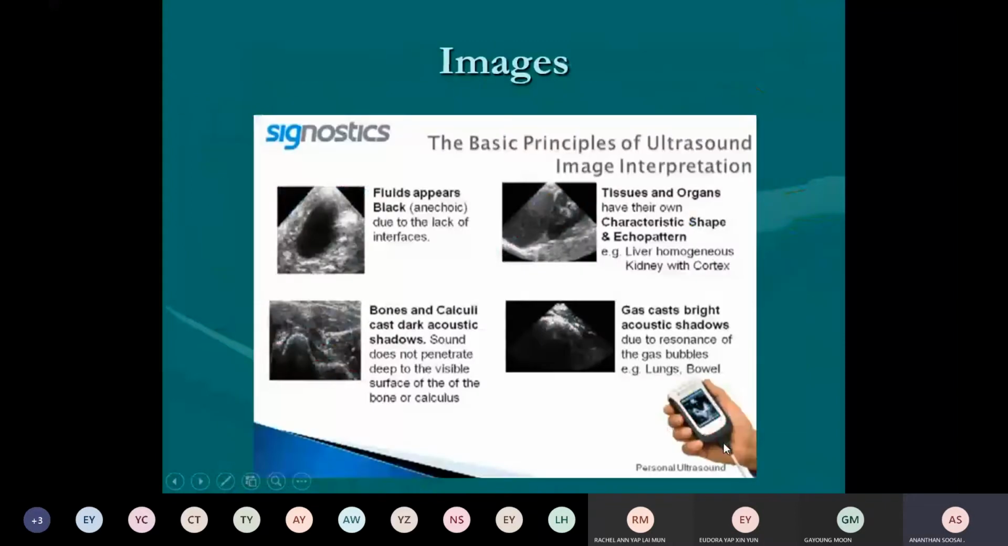Okay, so these are the images, black and white. Bright color means the majority has been reflected. Dark means the ultrasound has been absorbed. Fluid appears black due to the lack of interfaces. Tissues and organs have their own characteristic shape and echo pattern. Liver homogeneous, kidney with cortex and so on. Bone casts dark acoustic shadows. Bone gives a dark image. Gas, if you have gas, a bright acoustic shadow will form. So gas bubbles, lung bubbles. The gas interrupts the imaging.